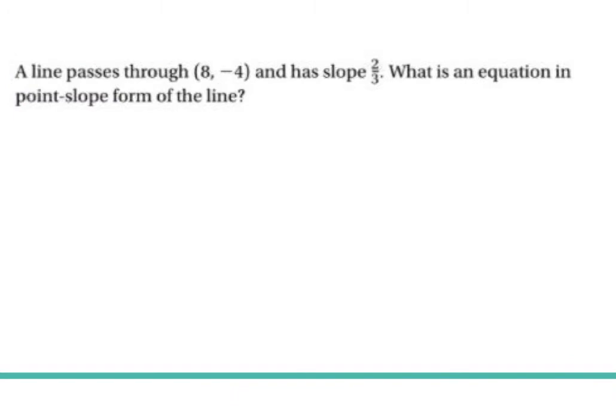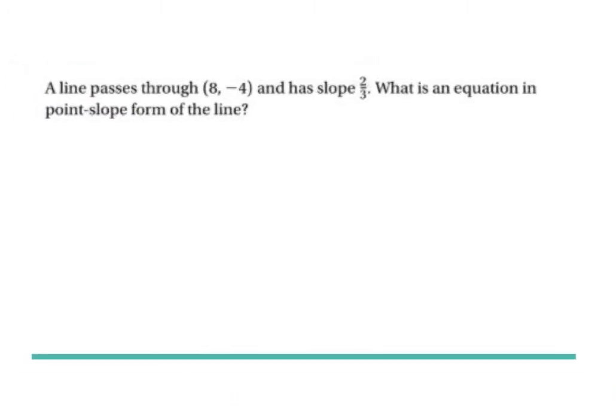A line passes through (8, -4) and has a slope of 2/3. What is an equation in point slope form of the line? Slope 2/3. That means our m is 2/3. x1, y1: what's my x1 going to be? 8. What's my y1 going to be? -4. Beautiful. All we got to do is plug those in.